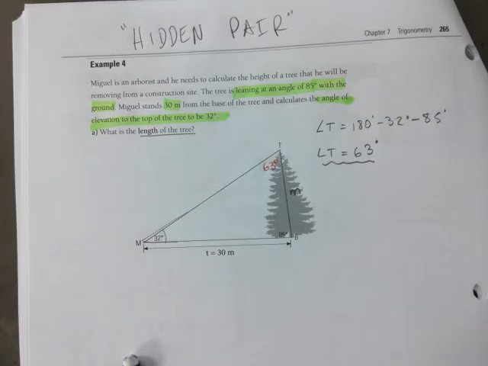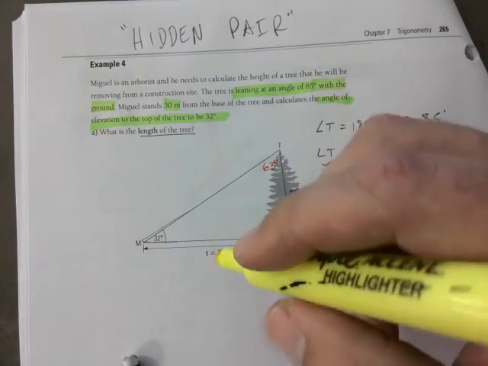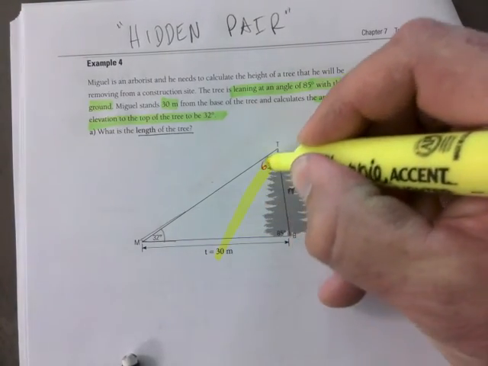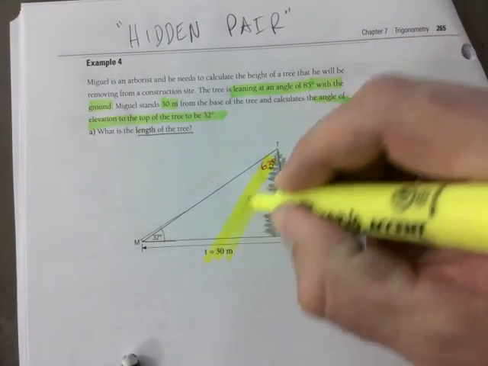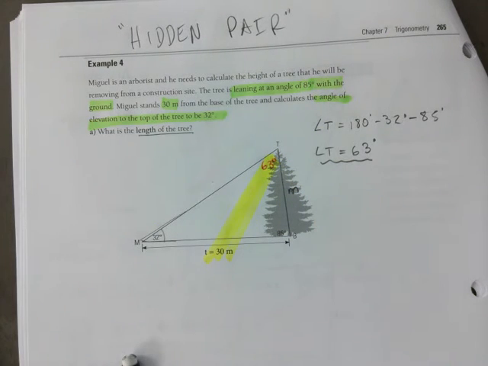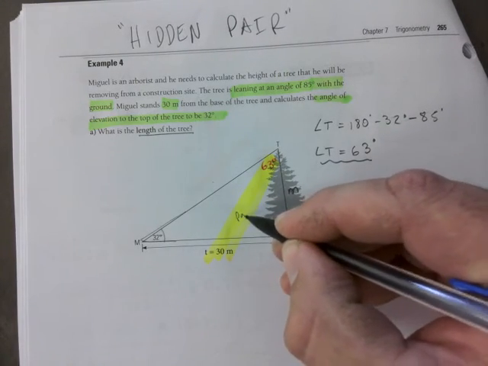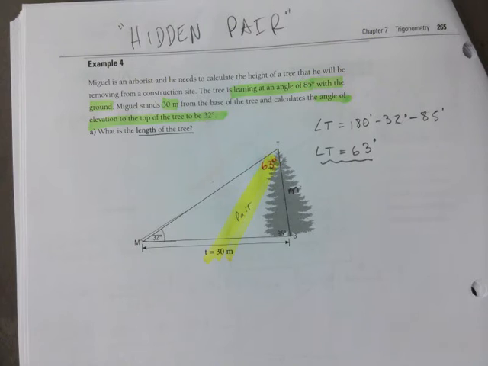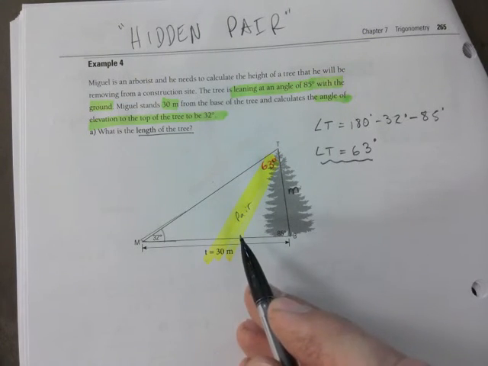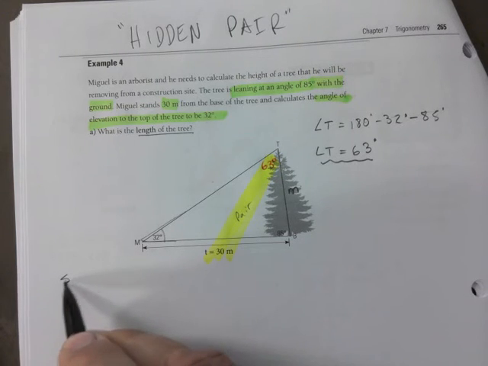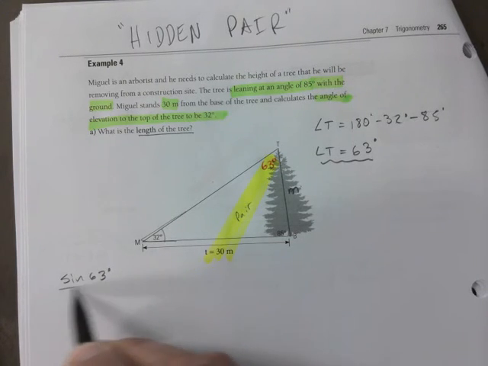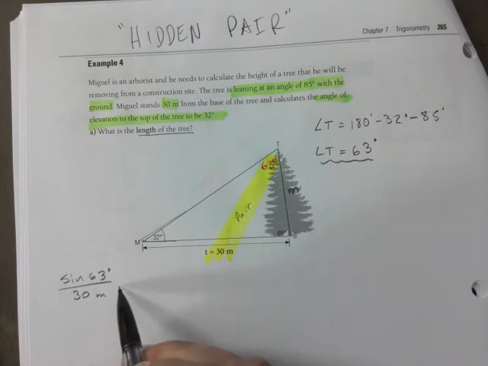Okay, and then I'm going to say, hey, I now have a pair, right? I have that pair nice and visible there. It's almost like light is shining down like a spotlight, right? So this is my pair. Perfect. So I'm going to use sine law, right? Soon it's going to change. That's why I'm making it so obvious, right? So sine of 63 degrees over 30 meters.